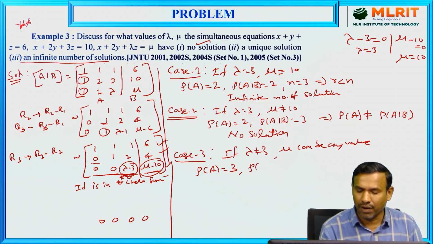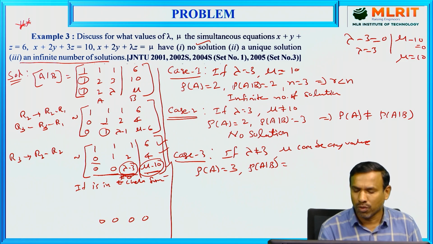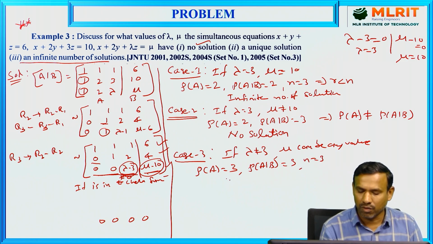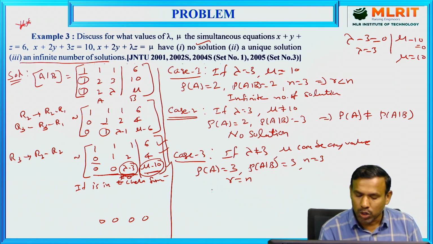Now rank of A by B, see, here the students will make a mistake. There is no need for mu to be not equal to 10. Even if it is 10, there is no problem, because already one element is non-zero and the last row is a completely non-zero row. So that is 3, and unknowns are 3. All are equal: rank of A, rank of A by B, and unknowns. In this case, the system will have a unique solution.